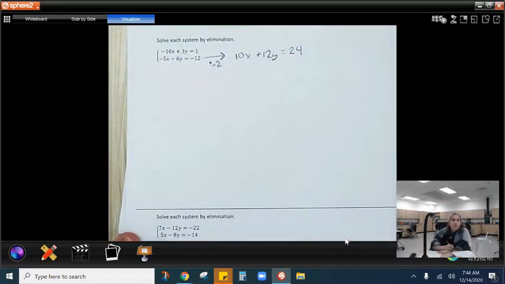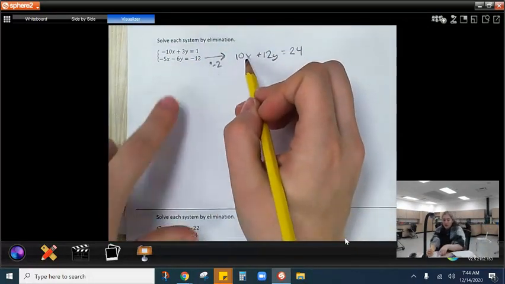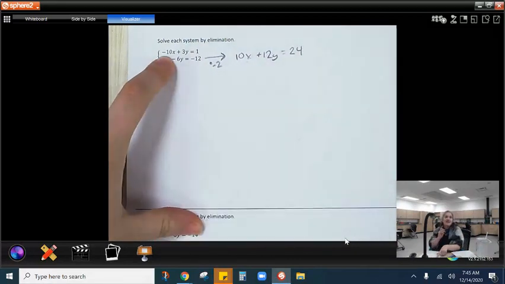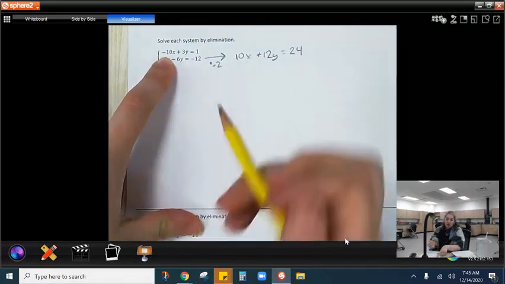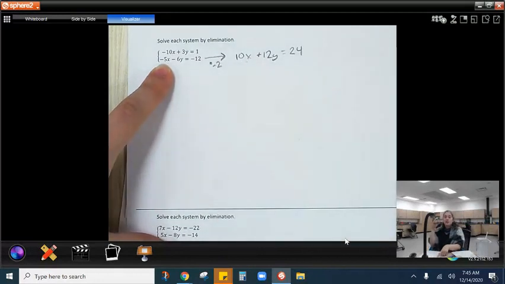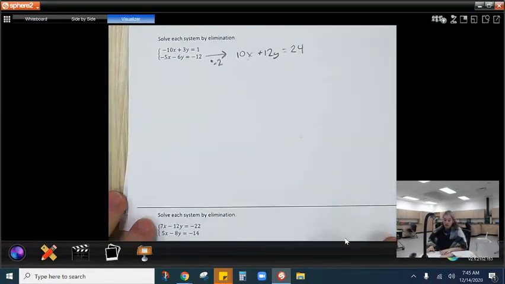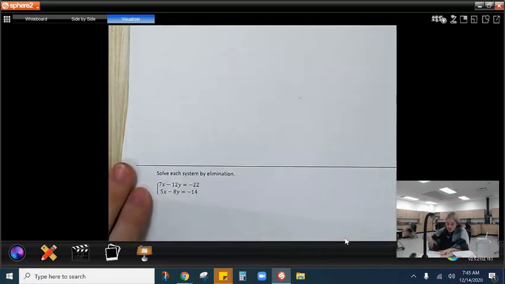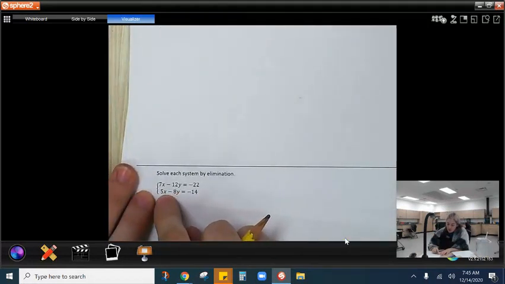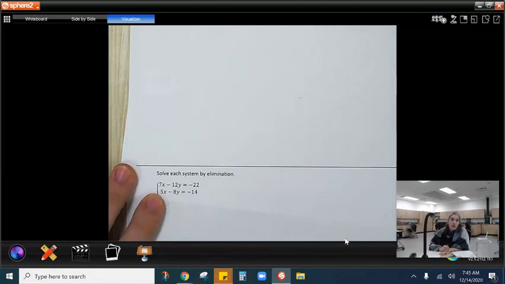All right. So now that I have converted so that we have a positive 10x and a negative 10x, I can eliminate just like we were doing before. But that's the key here, being able to convert one equation and multiply everything by the same number so that you have coefficients that are opposites. So down here, for example, I'm just going to skip a little bit. We've got a 5x and a 7x, or we've got negative 12y and a negative 8y. You can do it with either one.